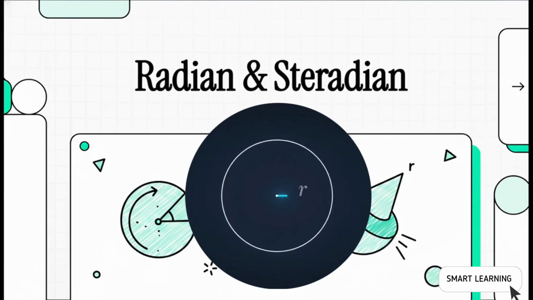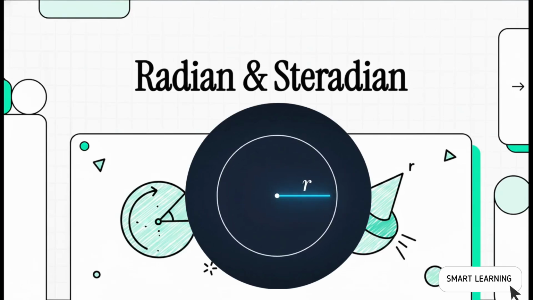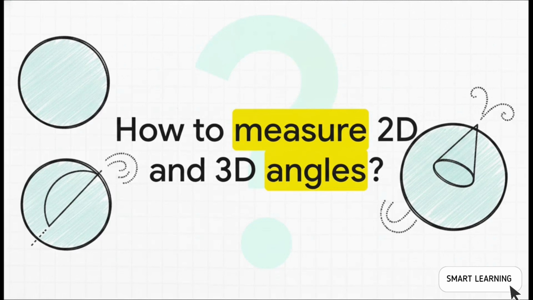Let's dive right into this rapid micro explainer. Today, we're locking down two absolutely essential SI-derived units for plane and solid angles, the radian and the steradian. But before we get into the math, think about this for a second. How exactly can we measure an angle just by using the length of an arc? And what happens when we level up and try to measure a solid angle in full 3 dimensions?